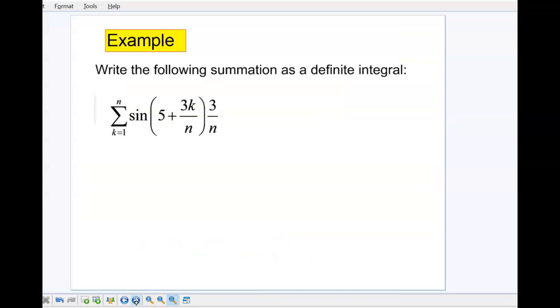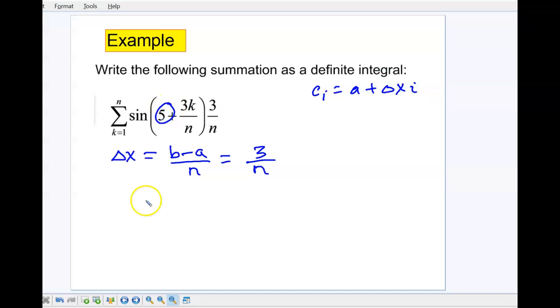Okay, this next example, we want to write this as a definite integral. Again, we know that this 3 over n at the end is delta x. The formula for delta x is b minus a over n, which is 3 over n. And we know that the inside part, c subscript i, is a plus delta x i, so a has to be 5.